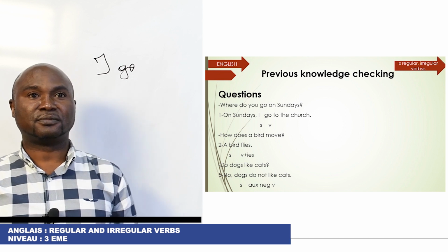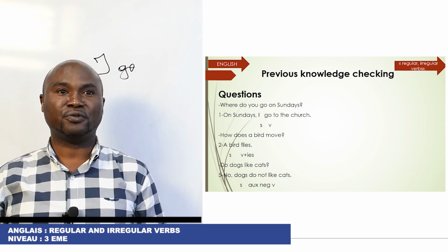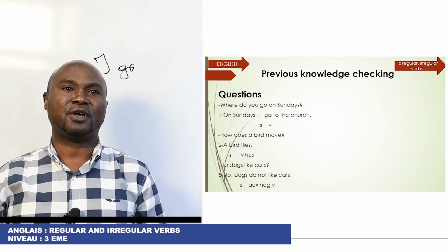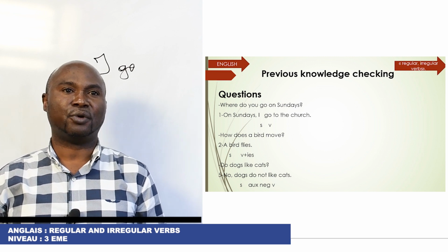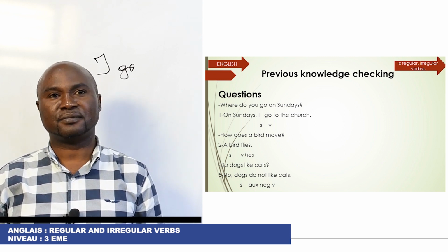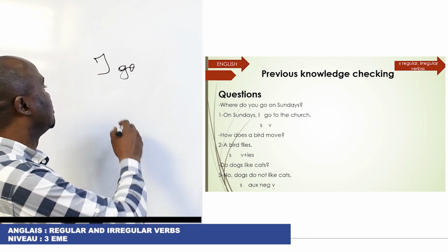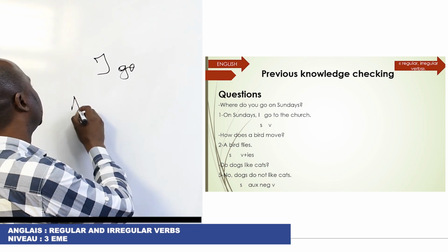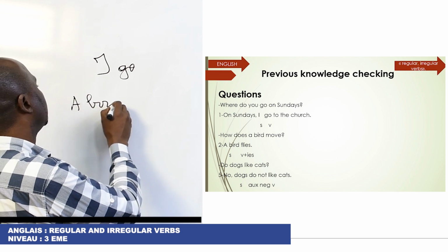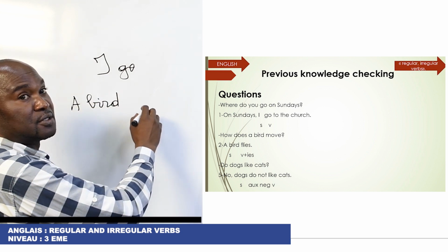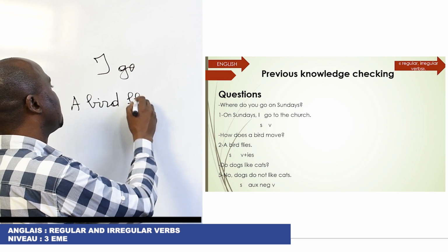Second question: how does a bird move? The answer is, a bird flies. The subject is a bird. The verb is flies.